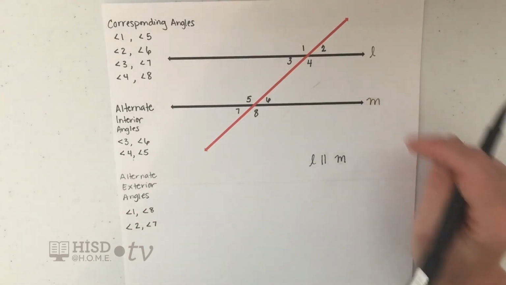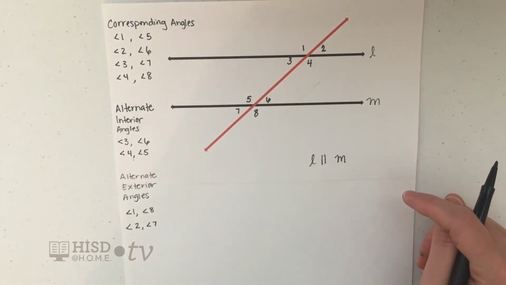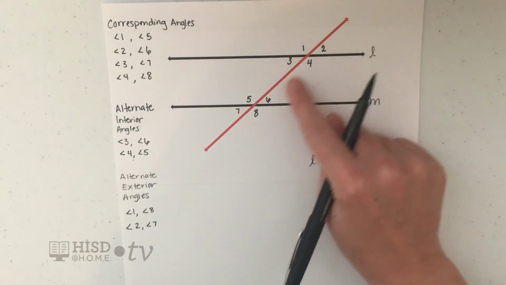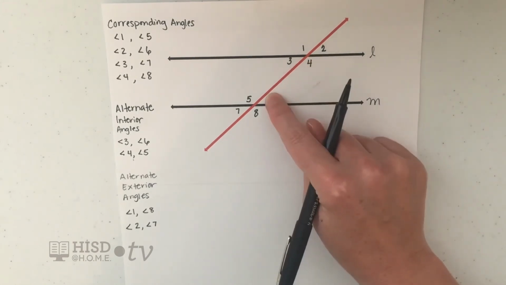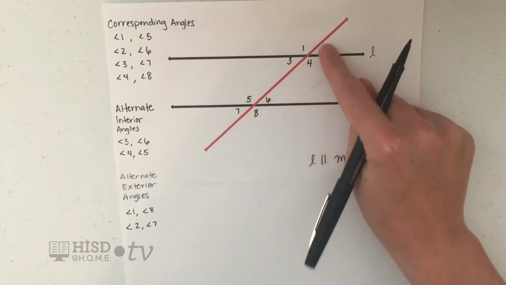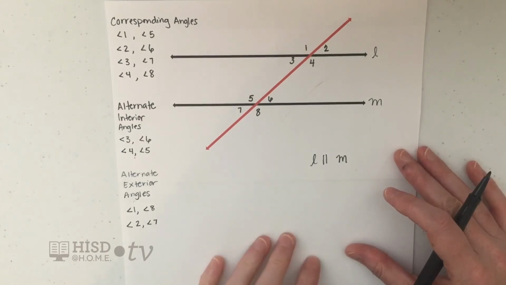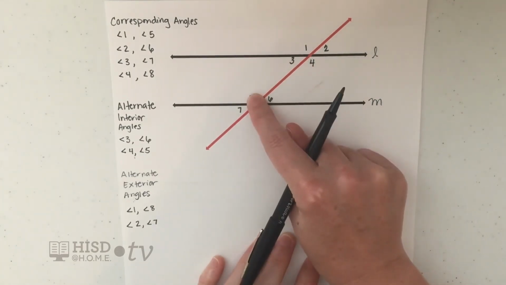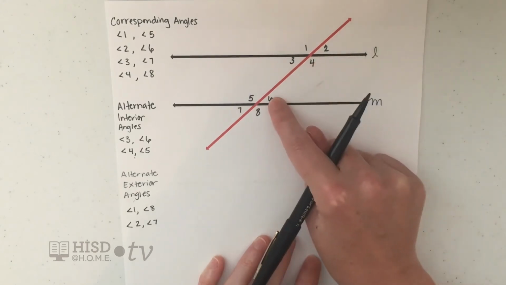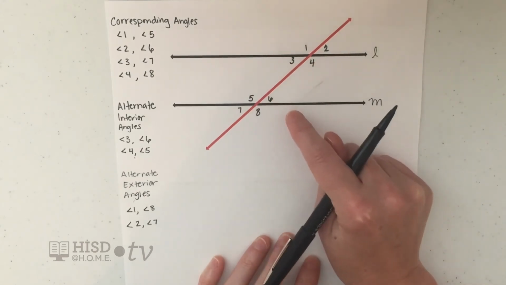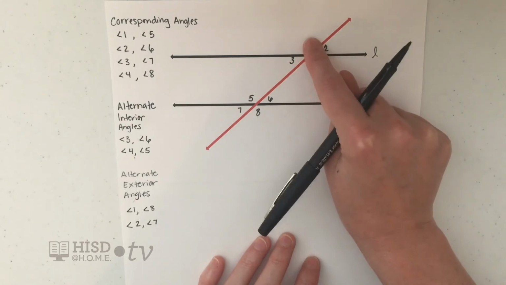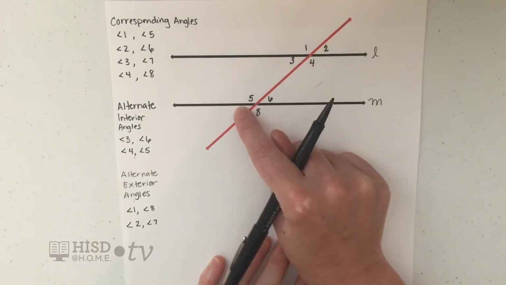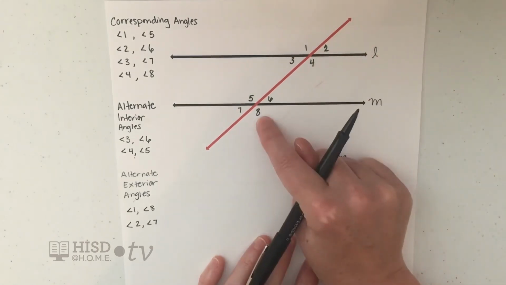So those are just as they sound. They're on the same side and they're either inside, interior, or outside, exterior. So our same side interior angles would be angle 3 and angle 5, angle 4 and angle 6. Our same side exterior angles would be angle 1 and angle 7, and angle 2 and angle 8.